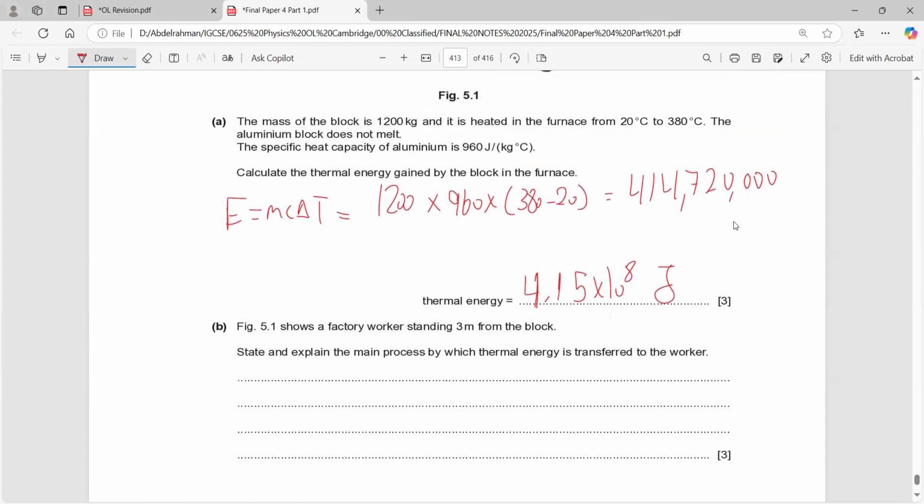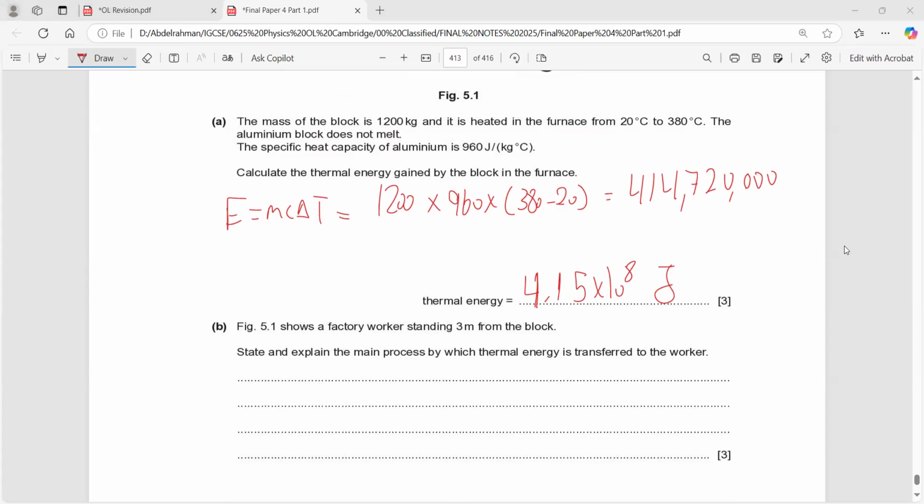The factory worker is standing 3 meters away from the block. State and explain the main process by which the thermal energy is transferred to the worker. The main transfer of energy. Can you say conduction?